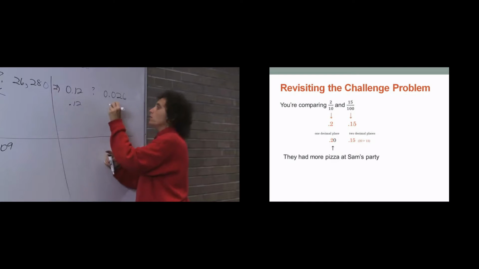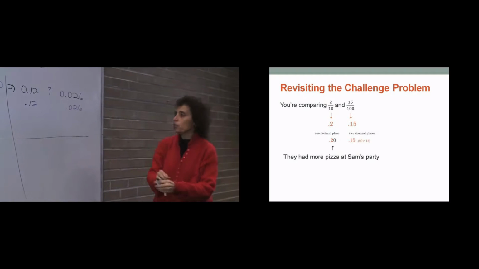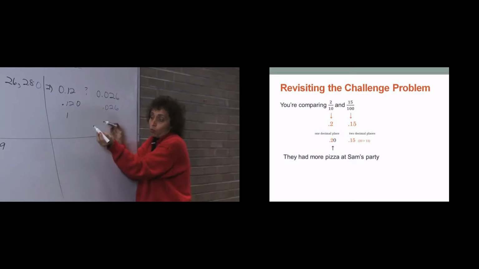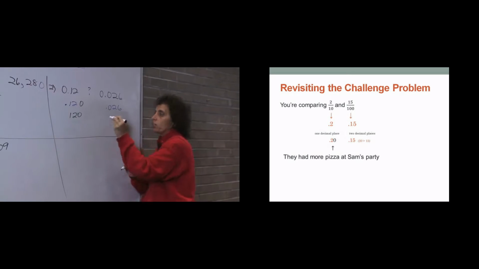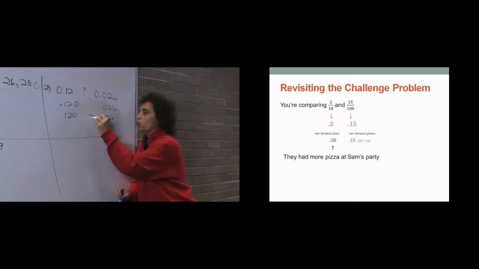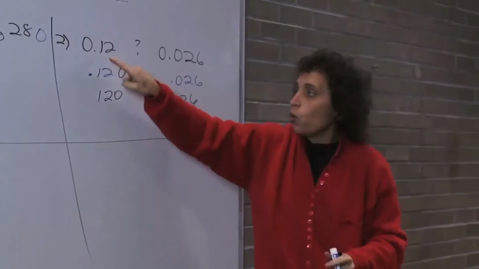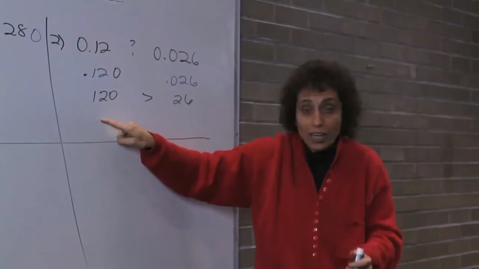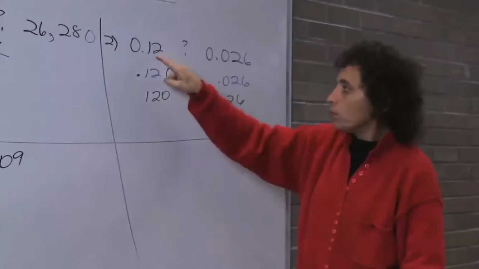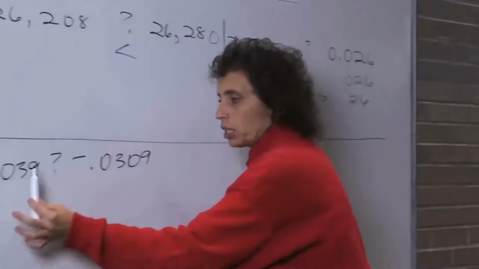All right, let's take a look at this. This is 0.12. This is 0.026. This has 2 decimal places. This has 3. So we're going to make sure they all have 3. This is the number really, when I can read it as 120 just to make this easier to do. This has 26, and 120 is greater than 26. Please make sure you understand 0.12, or 12 hundredths, is not equal to 120. It just makes it easy to compare when they have the same number of decimal places. 12 hundredths is 12 hundredths, not 120. Don't confuse that.